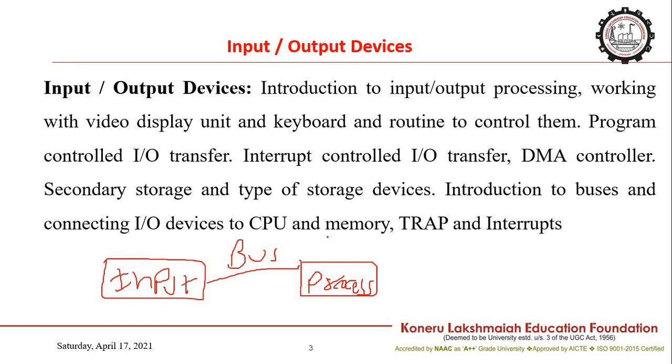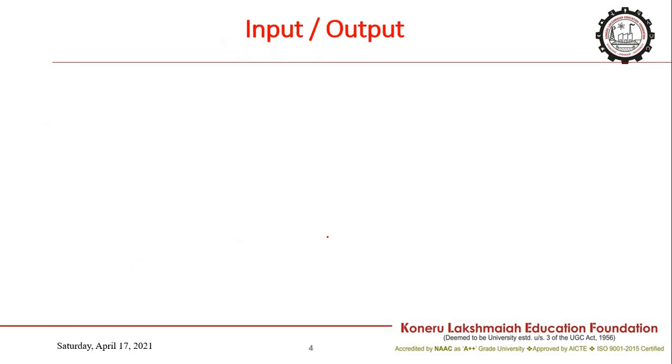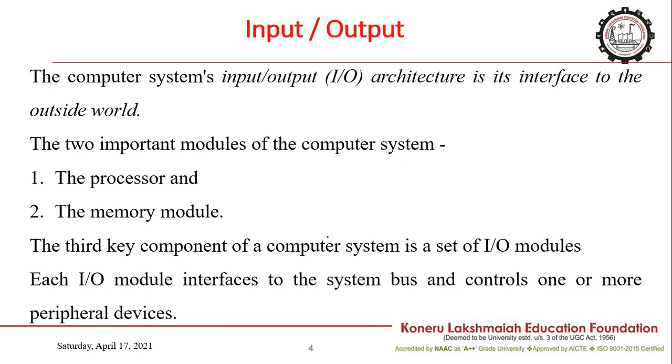In this input output devices concept, we will also learn about storage devices, the primary storage devices and secondary storage devices. This also introduces buses, IO devices to CPU and memory, and interrupts. So this is a brief introduction about input and output. Input and output is nothing but giving values to a processor and then waiting for the result. For this we use input and output modules.